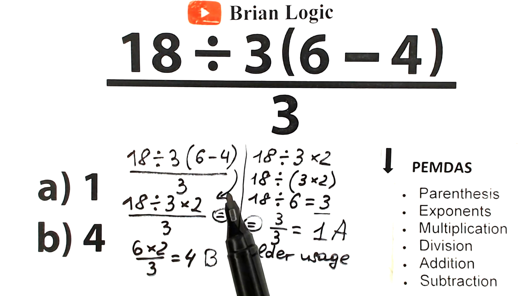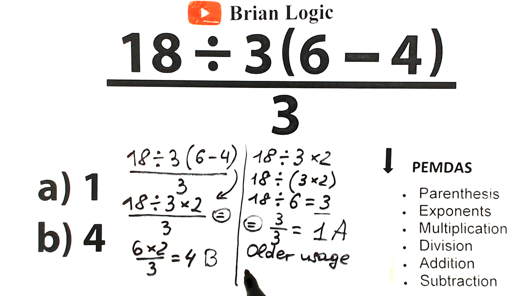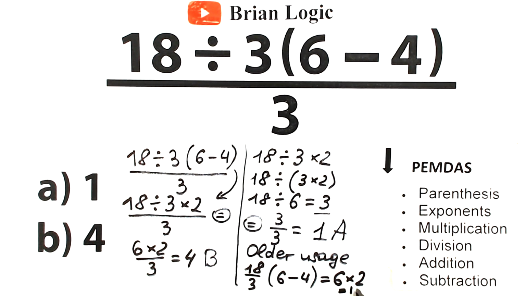One part of students tell that we should write this 18 over 3 as a fraction. Okay, just do this. So right here we have 18 over 3, and we have multiplication by 6 minus 4. Doesn't matter, we have absolutely the same answer. We have right here 18 over 3, which gives us 6, and multiplication by 6 minus 4, which gives us 12. Yes, right here in the numerator we have 12, and then this 12 divided by 3, which gives us 4. So doesn't matter, if you want to write it as a fraction, you will have correct answer 4.